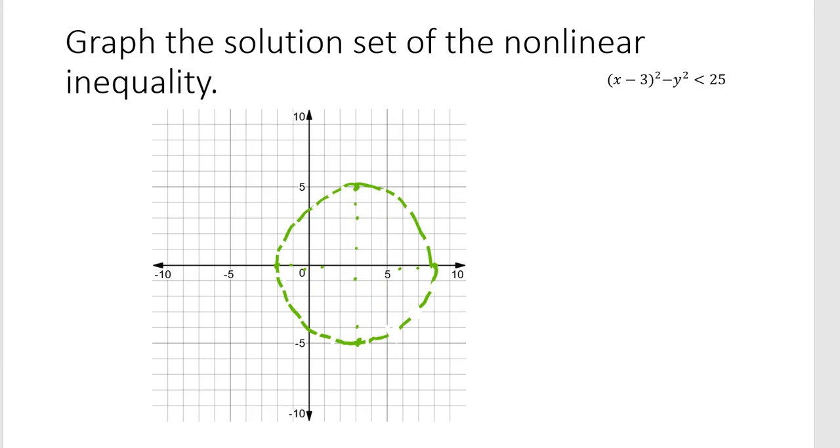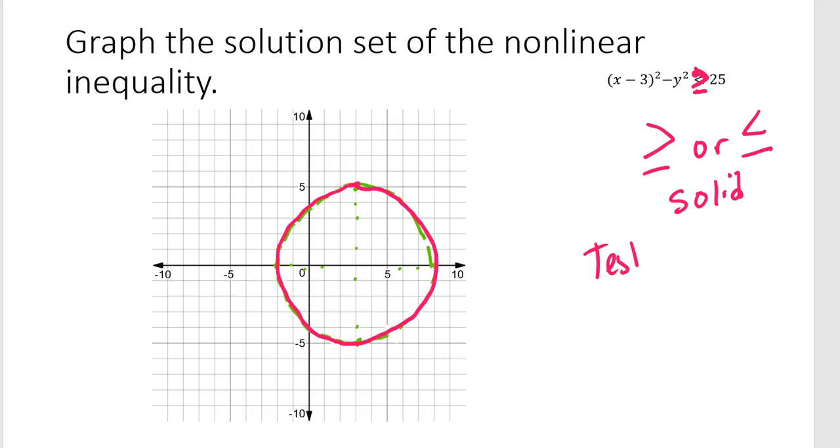Let's look at this same problem, but instead let's consider what if we had a greater than or equal sign like this. How would this change? Well, in this case, we know that our circle would be solid because we know this symbol or this symbol, greater than or equal or less than or equal, we're going to use a solid line. And once again, I'm going to use a test point of (0, 0).